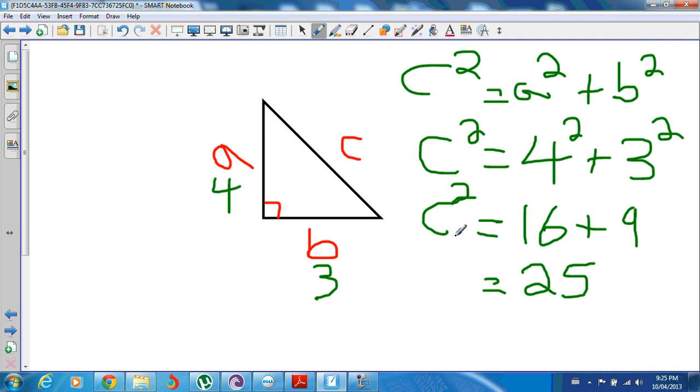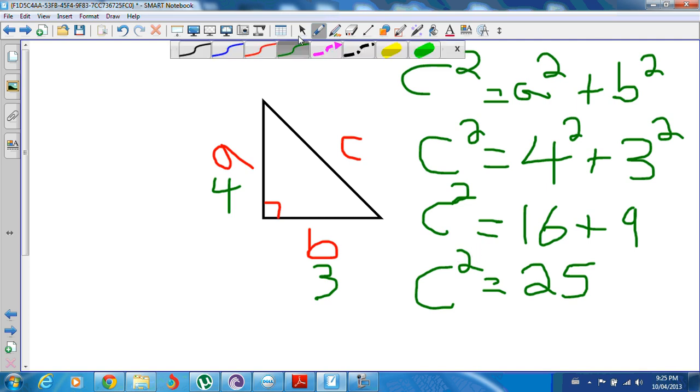Of course, that is the value for C squared. Not just C, but C squared. Now, I don't like having C squared there. I only want the value for C. So, how do you get rid of this squared symbol?